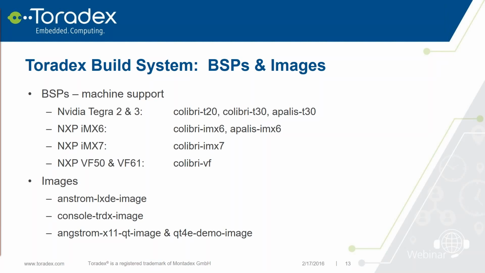The default image that we ship on modules, so our modules actually come pre-flashed. At least they come pre-flashed with either Windows CE or Windows Embedded Compact and/or our Linux image. So the Linux image that can get shipped on there, or that we also provide for download on our website, is the Angstrom-LXDE-image. So this is Angstrom-based with the lightweight desktop environment.